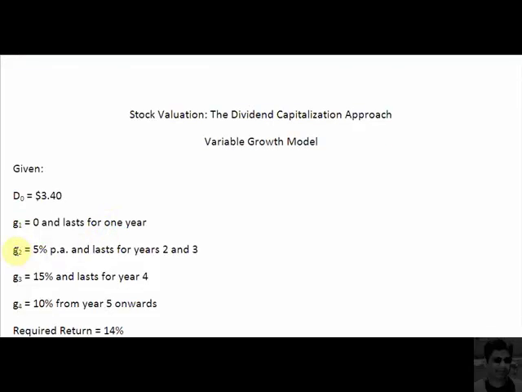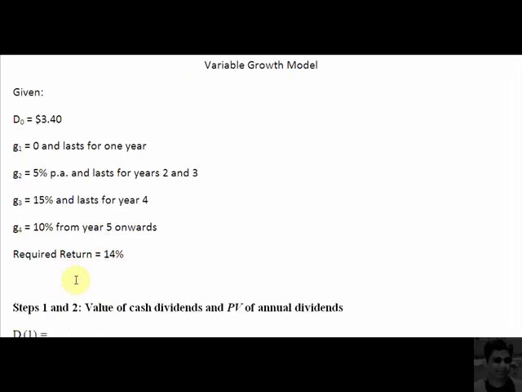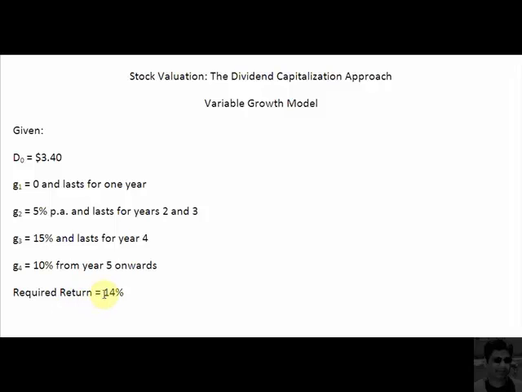Then we have an estimate of the second growth rate, G2, which is equal to 5% per annum, and that is going to be applicable for years number 2 and 3. Then another growth rate, G3, is equal to 15%, and that would be applicable to year number 4. From year number 5 onwards, we have another growth rate, G4, which is going to be equal to 10%. For the purpose of discounting, we have our required return estimate, 14%. So this entire process of finding the value, or the price, of the stock is going to be a 4-step procedure.